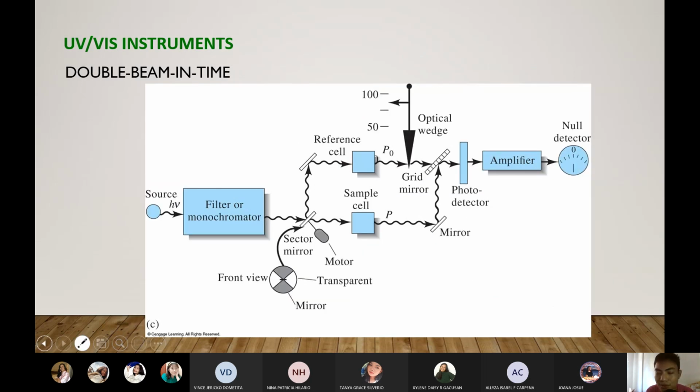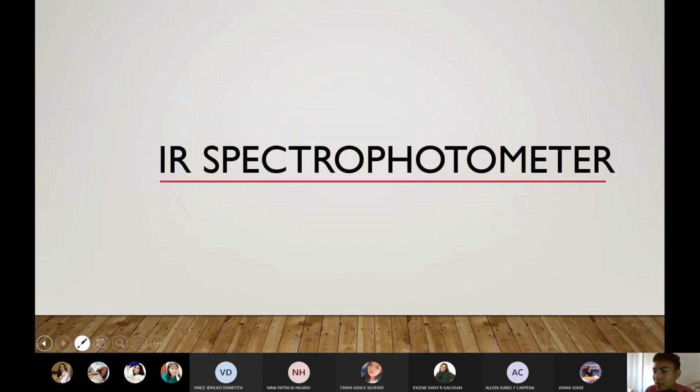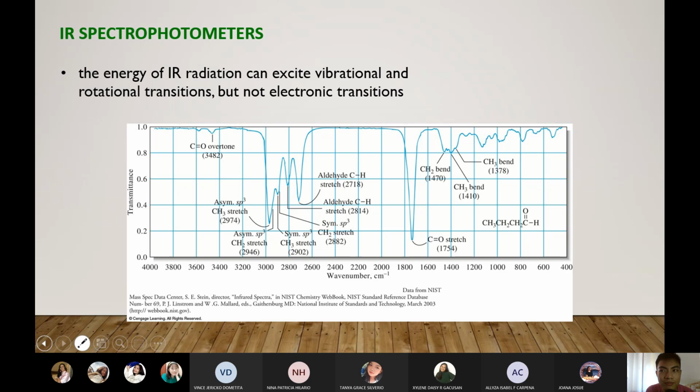Okay? So let's talk about IR. Pag IR naman, this is the thing we use to determine the components of the molecules. So kunwari you have a compound, you can determine ano yung mga functional groups in there.